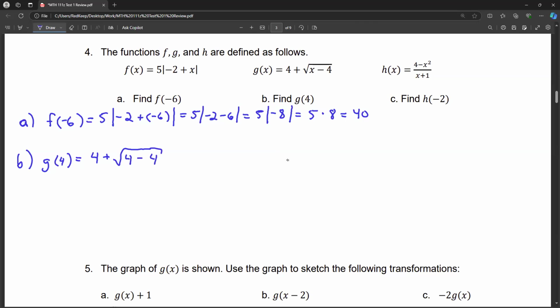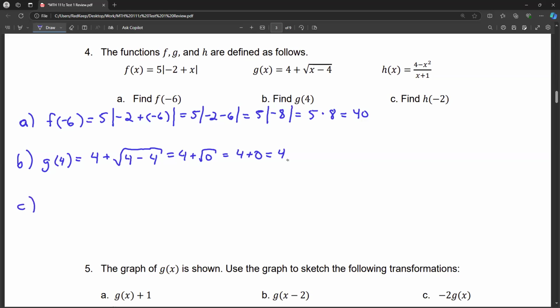Okay, so let's start out by looking at that square root. Underneath the square root, I have 4 minus 4. And 4 minus 4 is equal to 0. And of course, we know the square root of 0 is just equal to 0. So we'll have 4 plus 0, or just 4. So for part B, g of 4 is equal to 4.